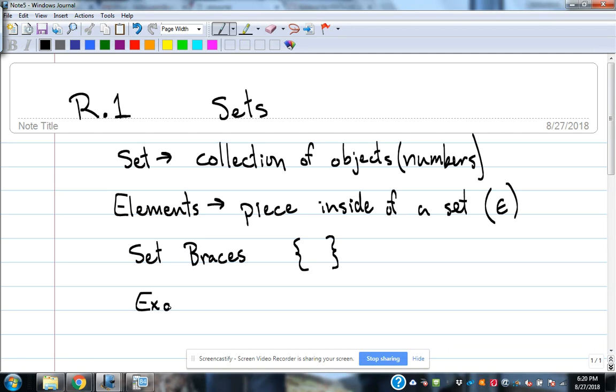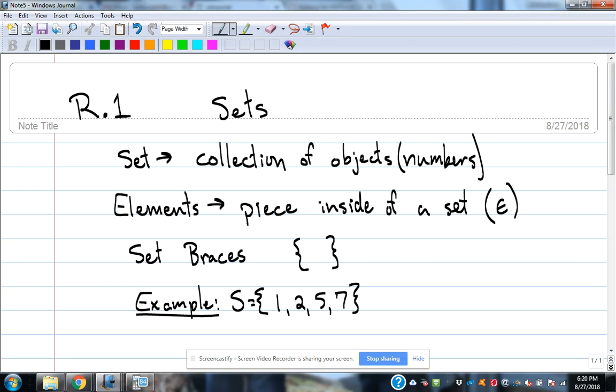Here's an example of a set. We'll call this set S. Numbers 1, 2, 5, and 7. No real rhyme or reason to picking those numbers. I just picked 4 numbers for use. Each of those numbers inside are elements of that set.